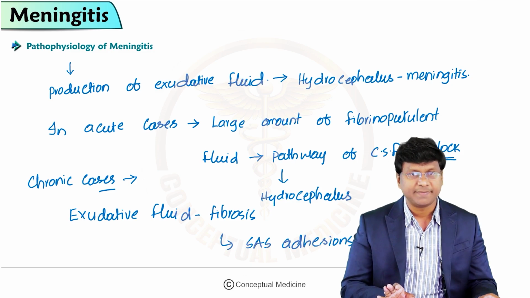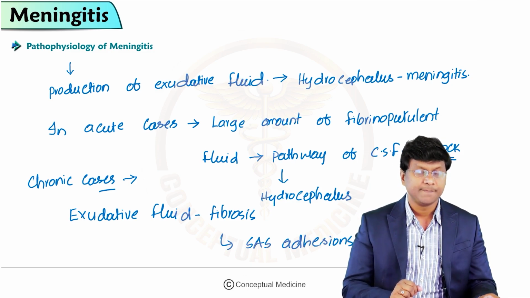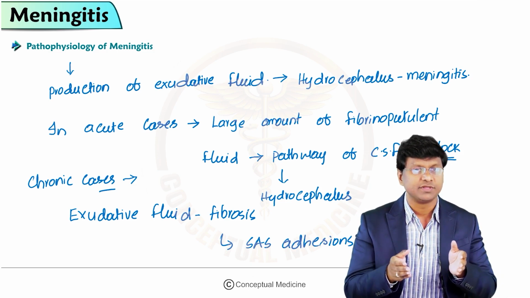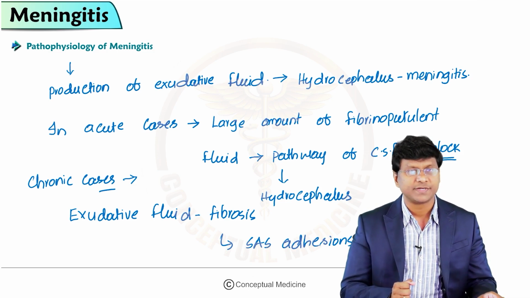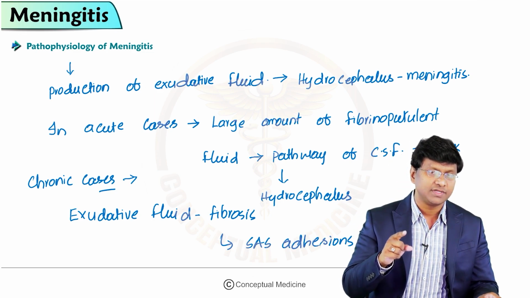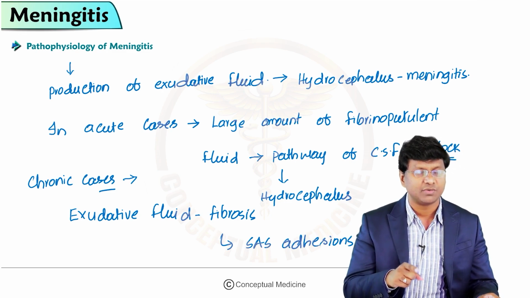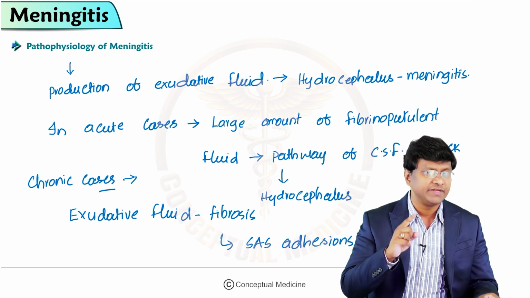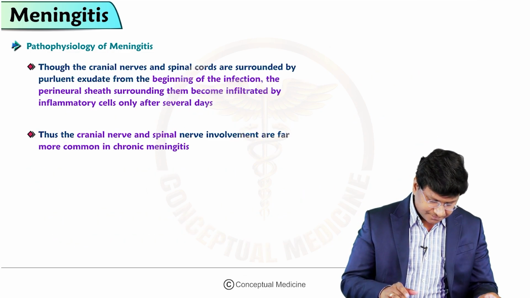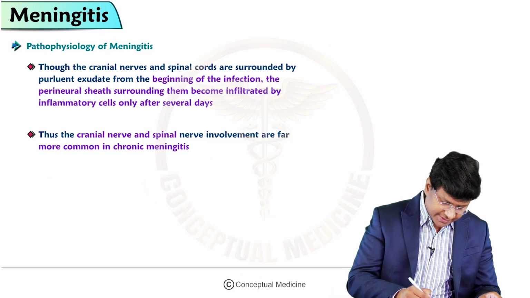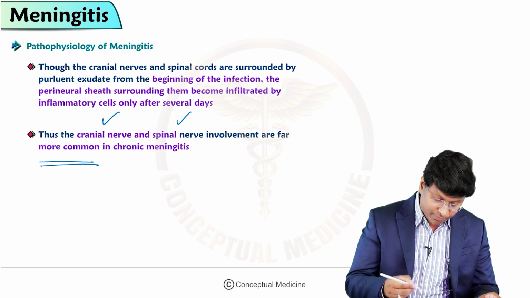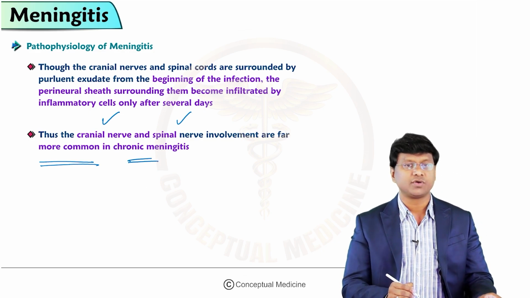Okay, so that is about the pathophysiology of meningitis. Now you see, your subarachnoid space is present around the brain, and the subarachnoid space is also present around the spinal cord. So you have inflammation around the brain as well as inflammation around the spinal cord, and you also have inflammation around the cranial nerves. So in these individuals, the cranial nerve as well as spinal nerve involvement are more common in the case of chronic meningitis.